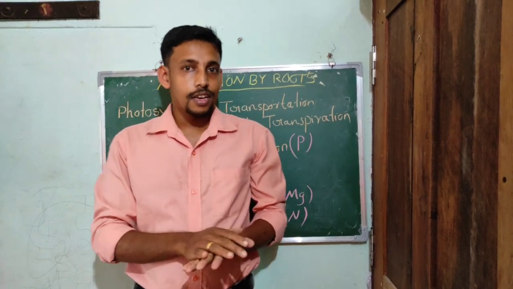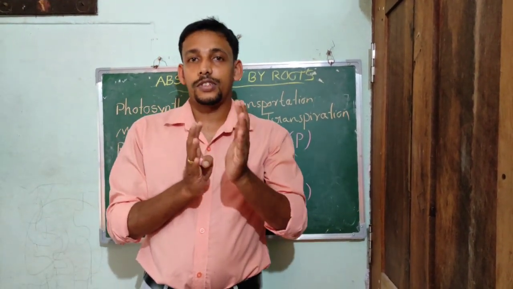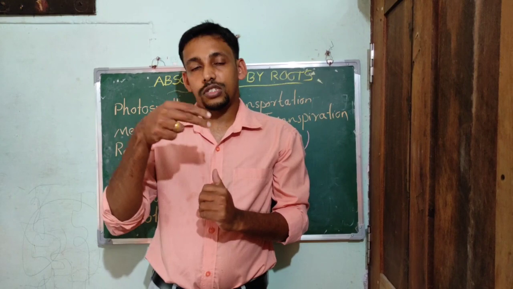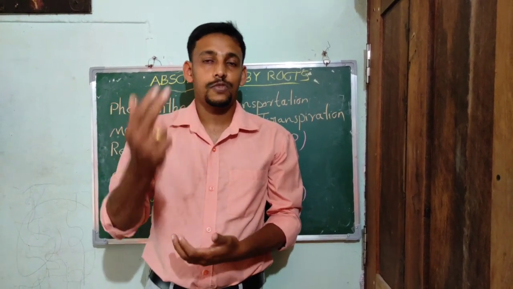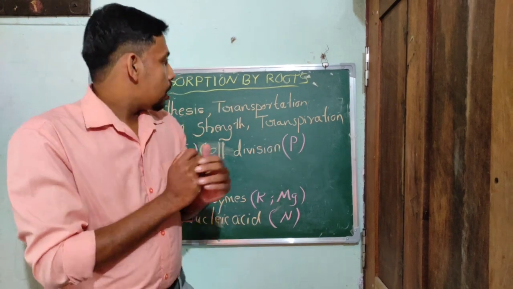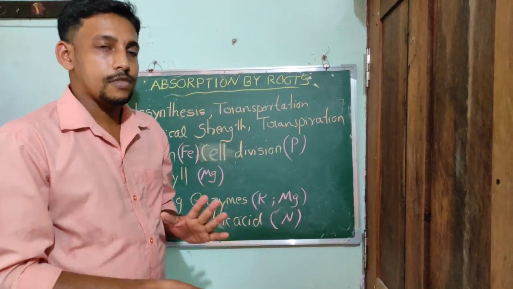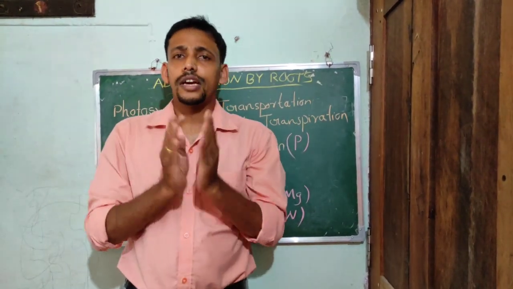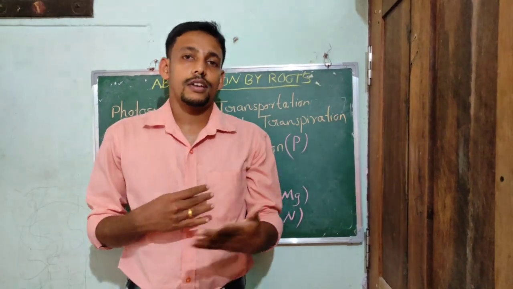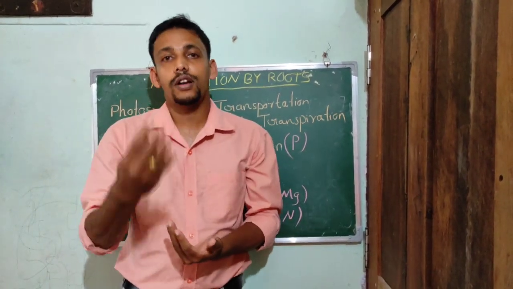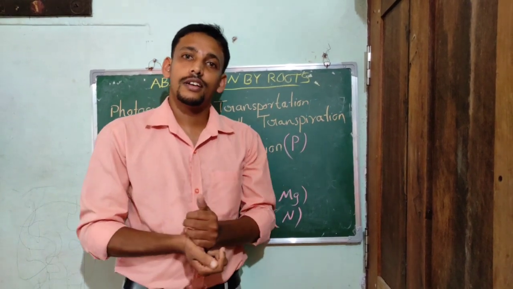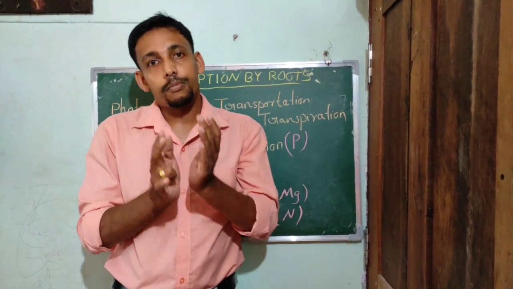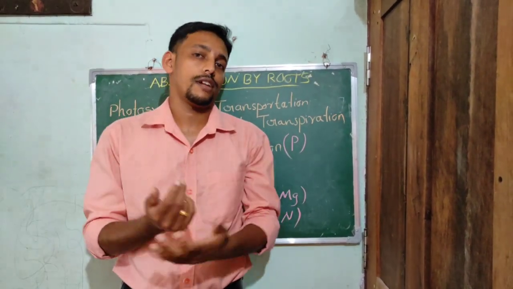Okay, I know that you have completed the first 3 chapters. So we are going to start another chapter. The name of the chapter is Absorption by roots. We know that plants need water and minerals, and they absorb water and minerals from the soil. The water and minerals can be seen in the soil. From the soil, the plant absorbs water and minerals.